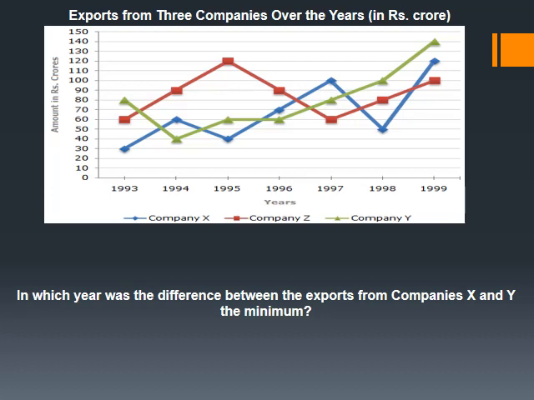Again, for 94, green, that is company Y, is 40 and company X is 60. 60 and 40, it is 20. So like that, find the difference between company X and company Y exports for all the 7 years and find which year the difference is the minimum.